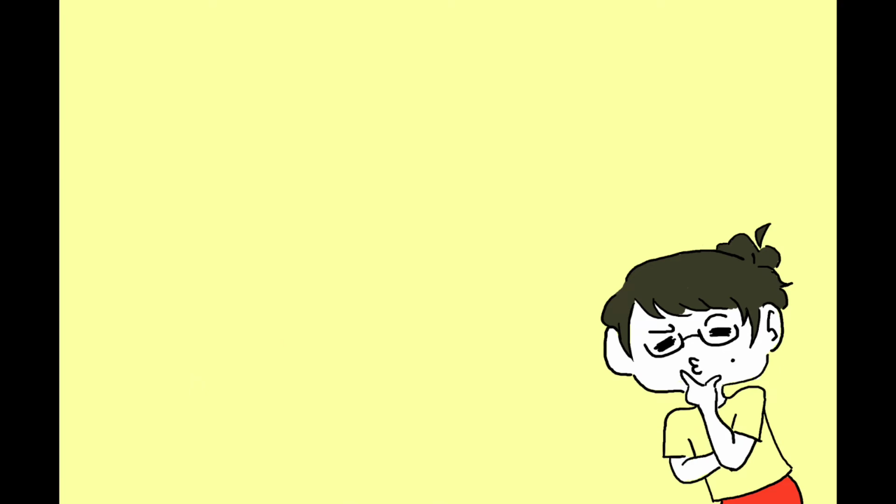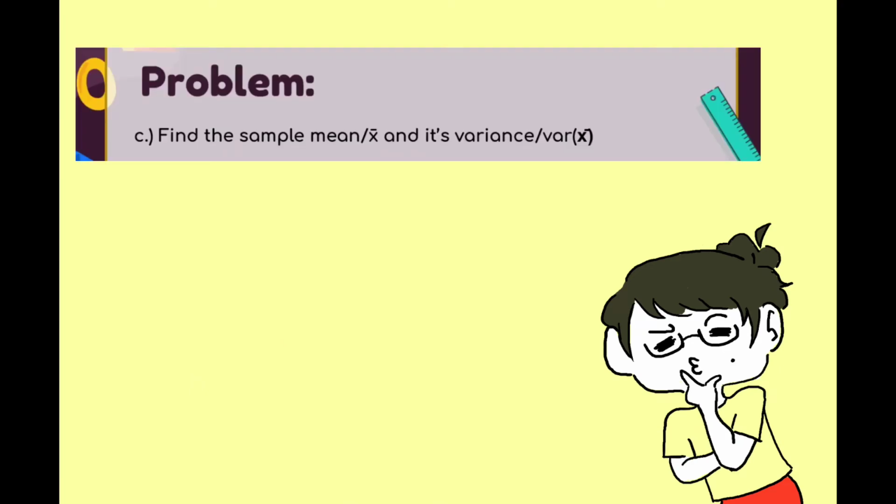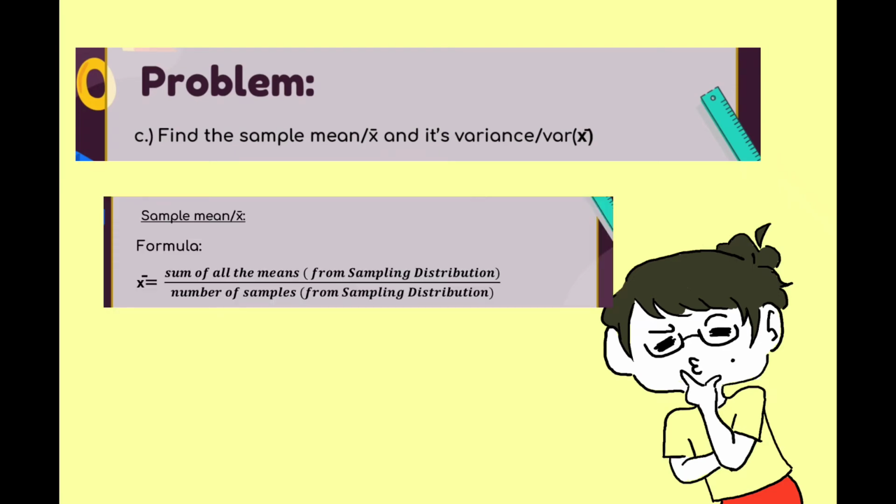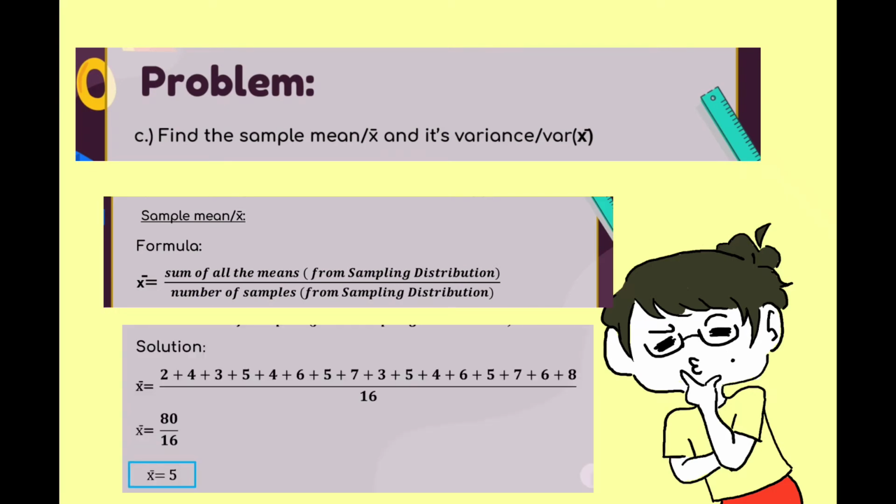Okay, so now we are going to answer the last question. We are asked to find the sample mean and the variance of the sample mean. So let's start with finding the sample mean. The formula for this one is the sample mean is equal to the sum of all the means from the sampling distribution over the number of samples from the sampling distribution. Then we put all the values for the formula and it would look like this. We add all the numbers on the dividend, then we get 80. We divide 80 to 16 and we get 5. Just a side note, the sample mean and the population mean should always be the same.